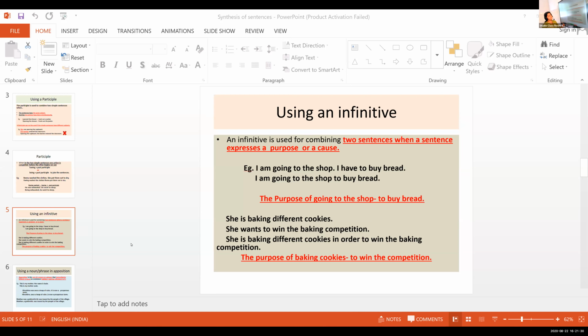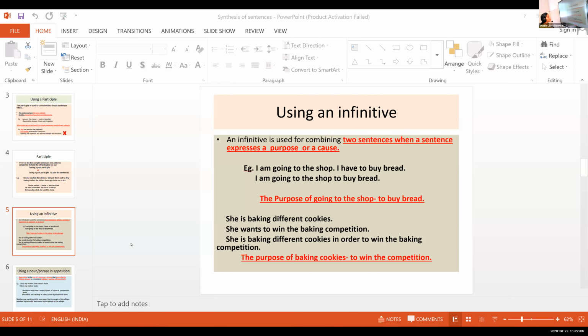An infinitive is used for combining two sentences when a sentence expresses a purpose or a cause. Children, this is very important. You have two sentences here on the board. My first sentence: I am going to the shop. And my second sentence: I have to buy bread.